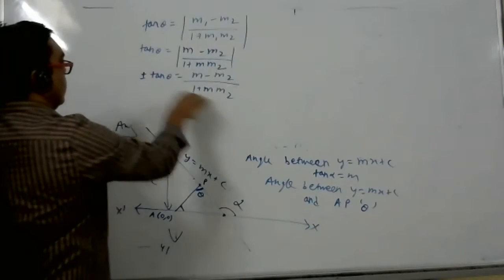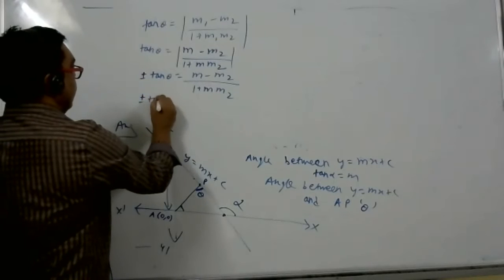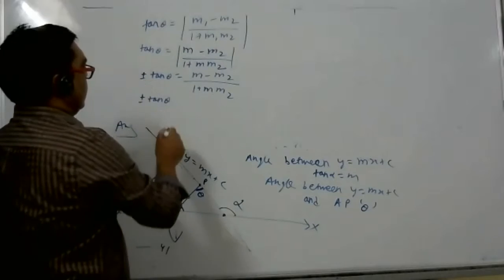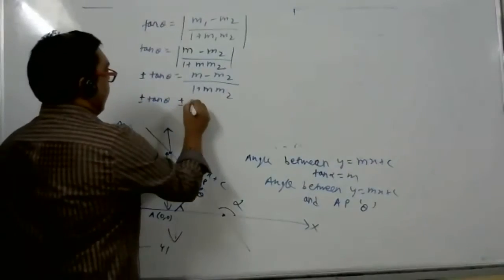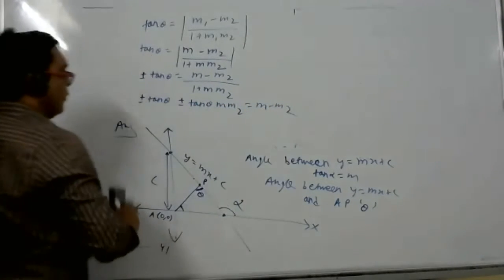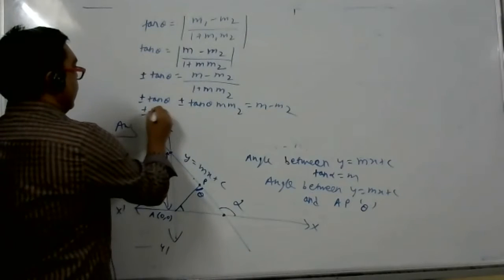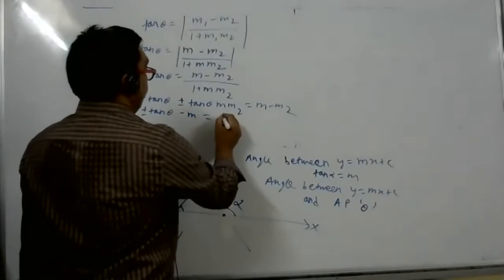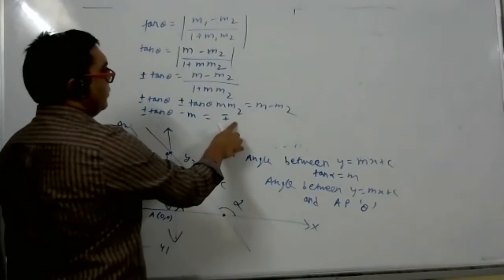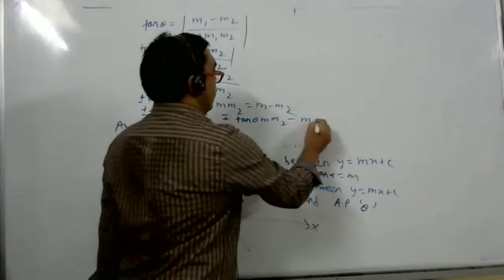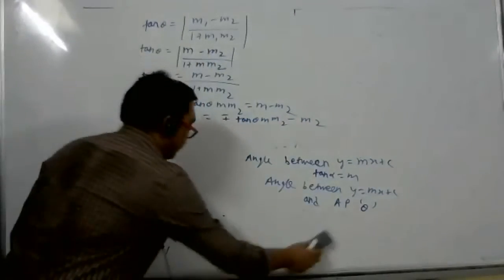So now cross multiply, student. What will you get? Plus minus tan theta into 1 plus m m2 is equal to m minus m2. Correct calculation na, student? Yes, sir. So plus minus tan theta, m will come this side, minus m, this will go that side. Plus minus will become minus plus. So minus plus m, and this also minus m2. Now what do we get, student?